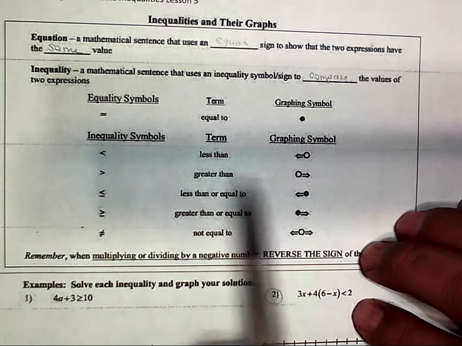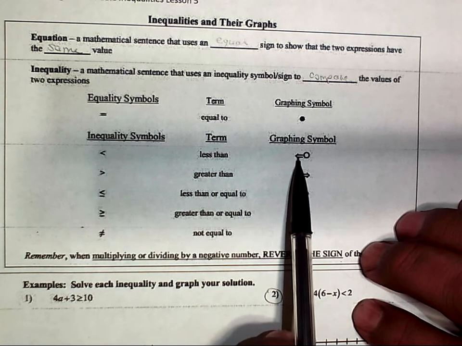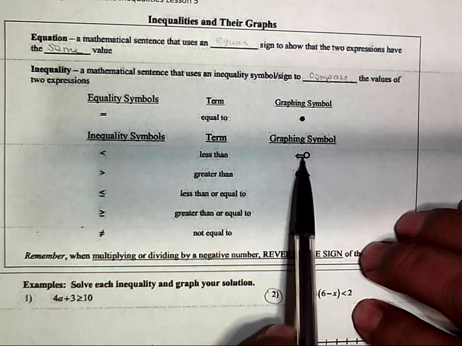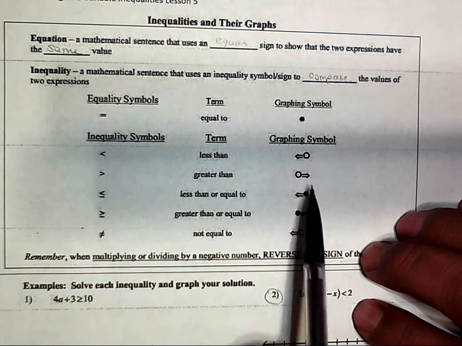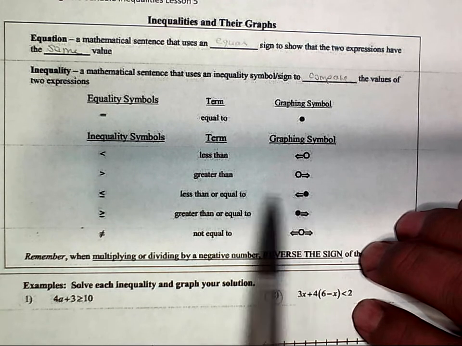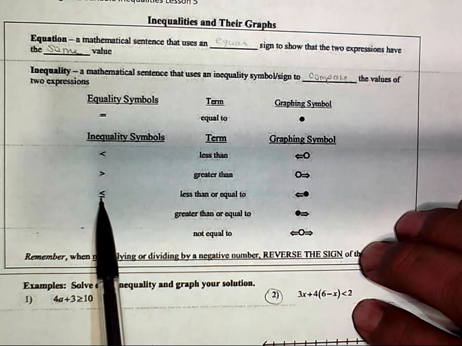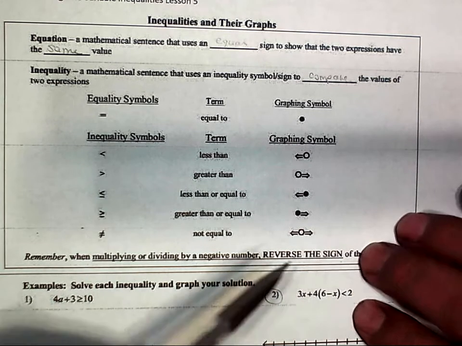Now, if it's less than, when we graph it on a number line, it will look like this, going to the left, open circle. Why? Because it doesn't have the little line in the bottom, so that means it's not equal. But look at this one. It's a solid circle because of this little line right here. This little line tells us that we're including that value.